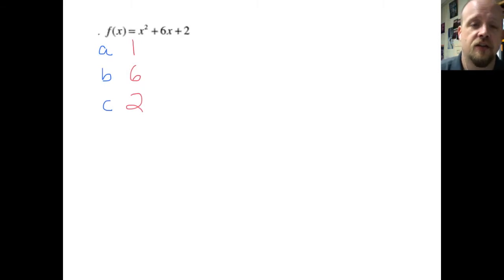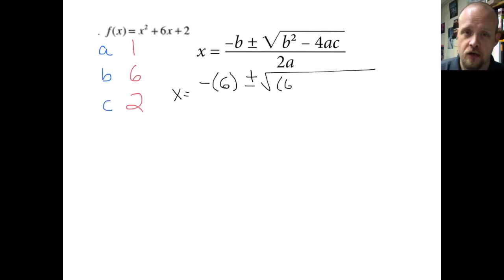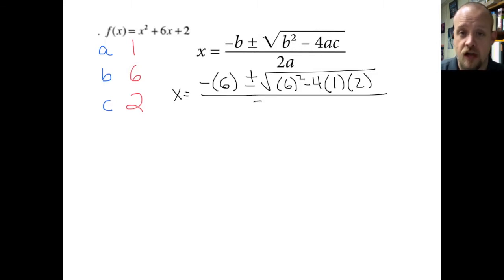Now let's take a look at our formula again. Negative b plus or minus the square root of b squared minus 4 times a times c, divided by 2a. Let's just fill in the values for a, b, and c. So x equals the negative of 6 plus or minus the square root of 6 squared minus 4 times 1 times 2, all of that divided by 2 times 1.